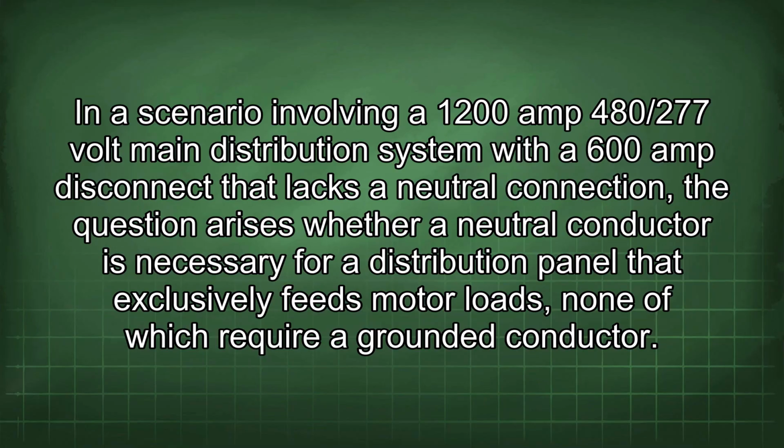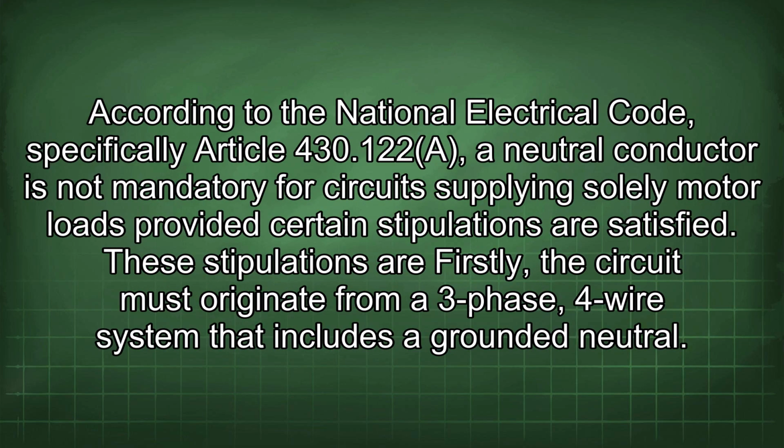In a scenario involving a 1200 amp 480/277 volt main distribution system with a 600 amp disconnect that lacks a neutral connection, the question arises whether a neutral conductor is necessary for a distribution panel that exclusively feeds motor loads, none of which require a grounded conductor. According to the National Electrical Code, specifically Article 430.122(A), a neutral conductor is not mandatory for circuits supplying solely motor loads provided certain stipulations are satisfied.